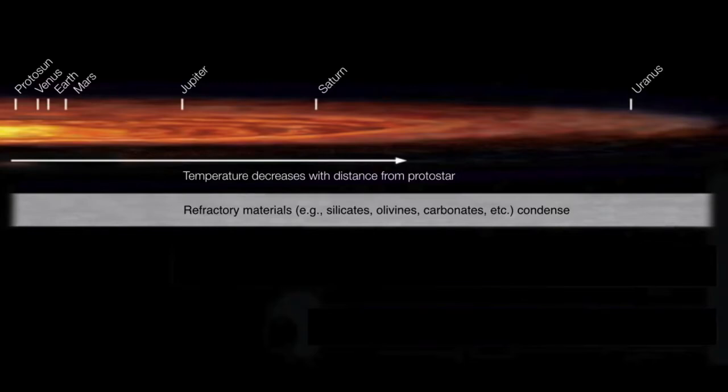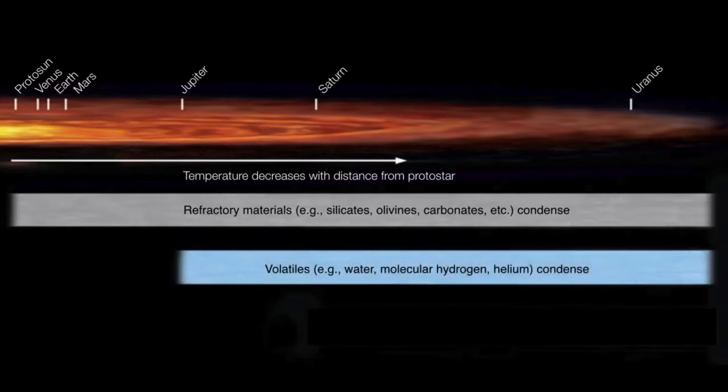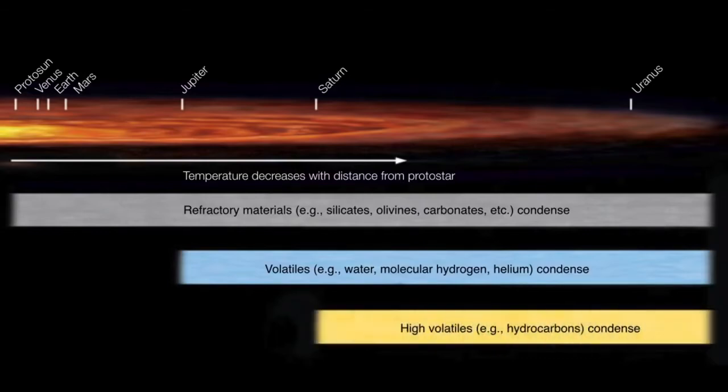However, it is not until you get past, say, the orbit of Mars and toward the orbit of Jupiter that temperatures drop low enough that volatiles can condense: water, molecular hydrogen, and so on. In other words, they freeze out. They become solid enough, or at least slushy enough, to fully condense. And in fact, once you get out past the orbit of Saturn, the temperatures are low enough to even allow high volatiles such as hydrocarbons, methane, ammonia, and so forth, to start to condense.